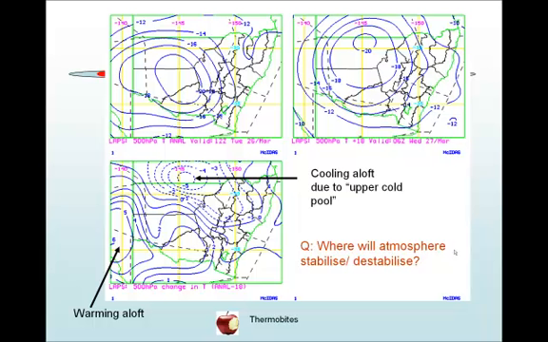If you've said where the atmosphere is cooling aloft, then you'd be correct. So very often we examine the 500 hectopascal temperature field to see where the atmosphere is destabilizing, looking for upper level cooling over time, which will tilt the lapse rate.